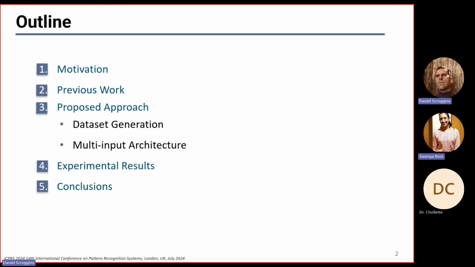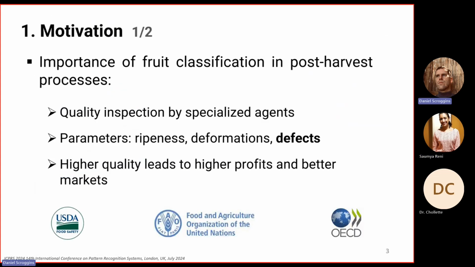The content of our presentation has been divided into 5 sections. The first of them, motivation, previous work, a proposed approach, experimental results, and the conclusion at the end. On this slide, we discuss the motivation behind our research.